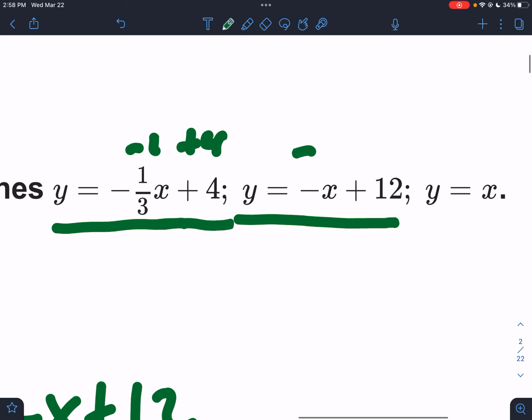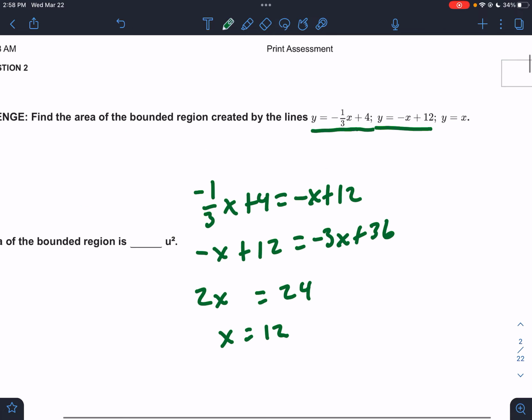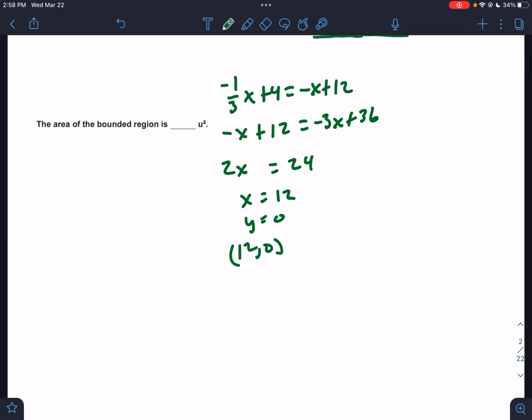Oh. Nope. See, that's why we check our work, because it's not 3. If I plug in 12 here, 12 divided by 3 is 4. This is negative 4 plus 4, which is 0. And this is negative 12 plus 12, which is 0. So the coordinate is 0. When I plug in 12, my y coordinate is 0, so that is the coordinate 12, 0.